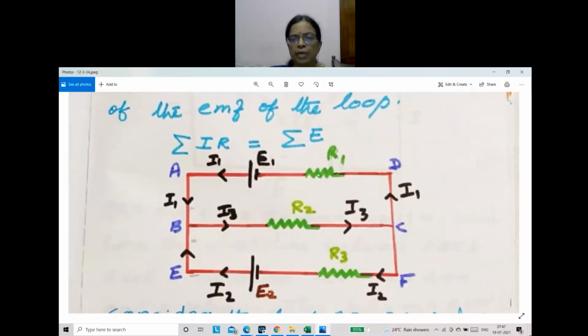So here we can see a loop. This is a closed electrical circuit, and here there is a cell of EMF E1, and here another cell of EMF E2, which is different, and you can see different resistances R1, R2, R3. So this is not like Ohm's law. In Ohm's law we have taken only one resistance, but here three resistances and two cells are taken, and we have to apply this rule here. Voltage rule and current rule, all we can apply here.